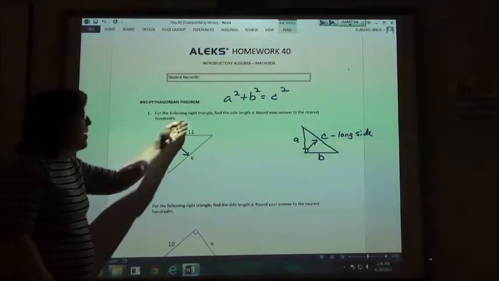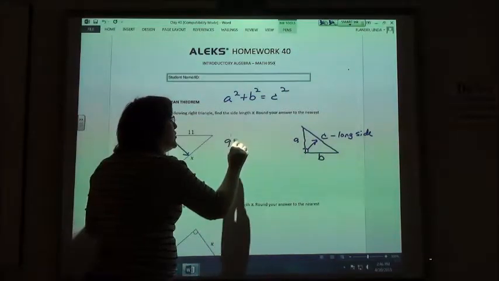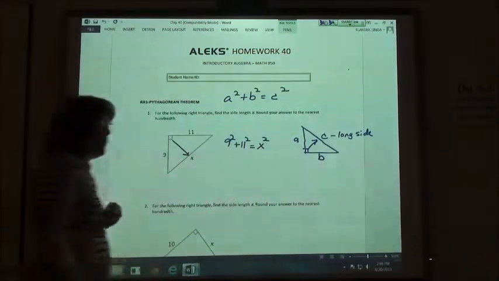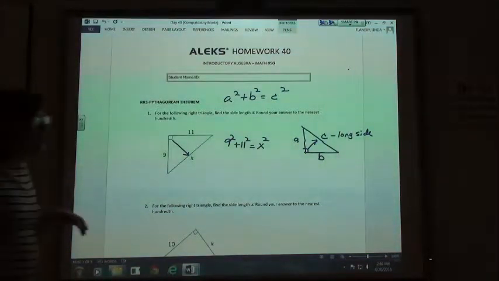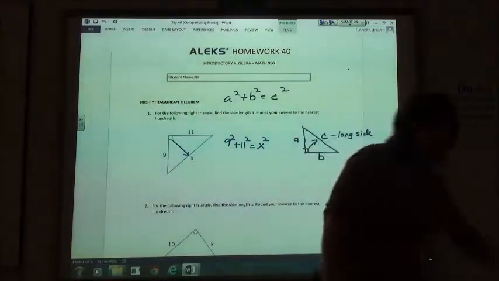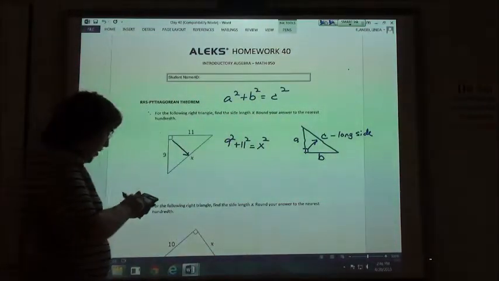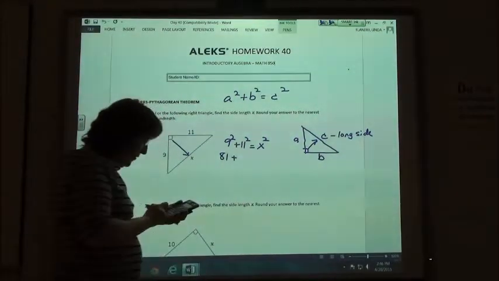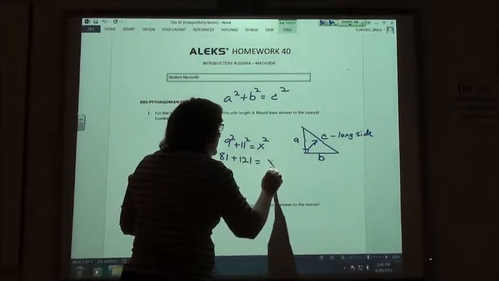So here would be my two legs. Here's my hypotenuse. 9 squared plus 11 squared is going to equal x squared. I've got it all set up. Now again, Alex probably solves this in a little bit different order than I do, but I like to get rid of my squaring first. So 9 squared, 9 times 9, 81. 11 squared, 11 times 11, 121.